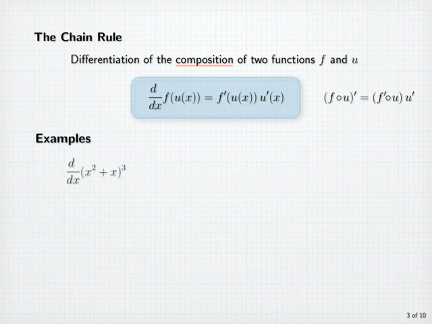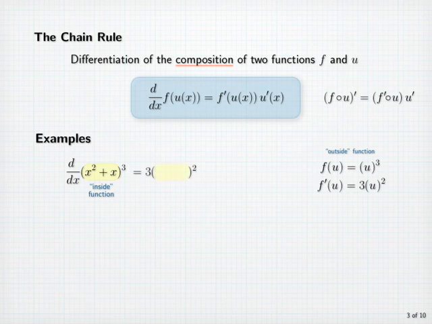Examples: the derivative with respect to x of x squared plus x, quantity cubed. Here, our inside function should be thought of as x squared plus x, and the outside function, f of u equals u cubed. The derivative of the outside function is f prime of u equals 3u squared, so we write 3 times u of x squared, and u of x is x squared plus x, and then multiply by the derivative of the inside function.